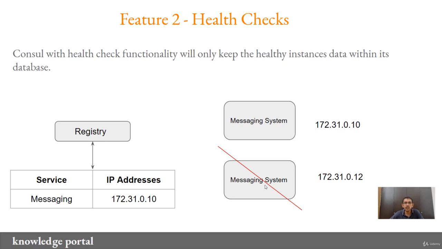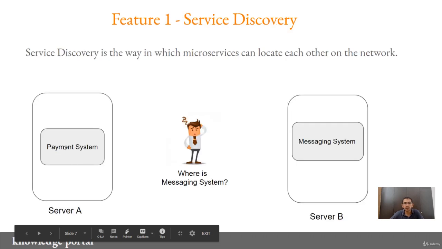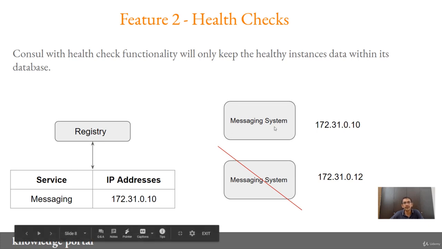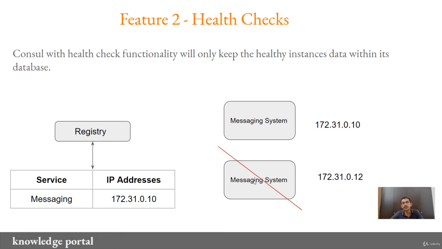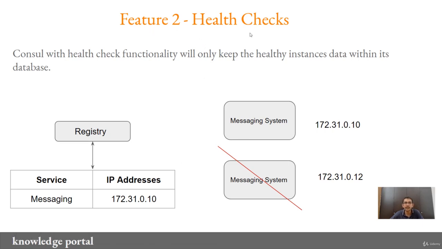So Consul will not persist the IP address of the failed server into its registry. For example, if a payment system is querying Consul to get the latest set of IP addresses for the messaging system, Consul will not provide the IP address of the server where the application is not functioning well. It will only provide the IP of the server where the messaging system is working well. That can be implemented with the feature of health check.